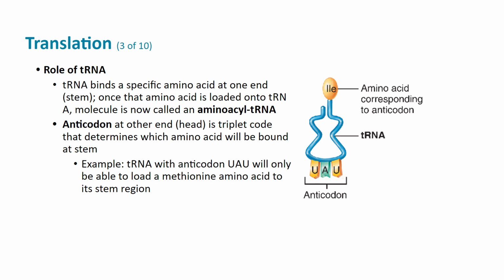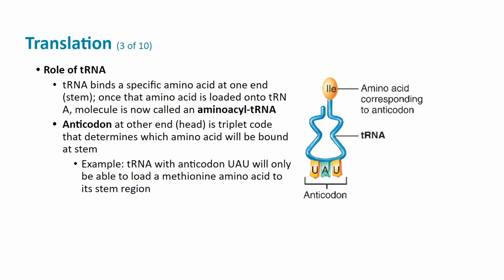Let's take a better look at tRNA. On one end of tRNA is an amino acid, and that amino acid is going to match the codon that this anticodon on the other side of tRNA binds to. For example, a tRNA with an anticodon UAU will only be able to load a methionine amino acid to its stem region, because anticodons are at the other end, the opposite head to the amino acid side of a tRNA molecule.